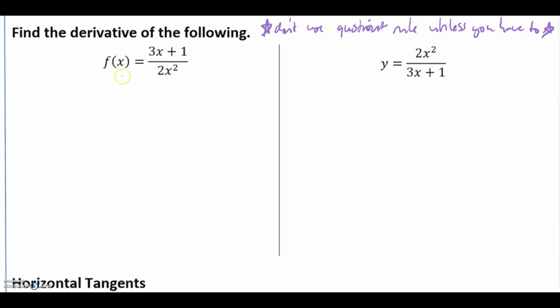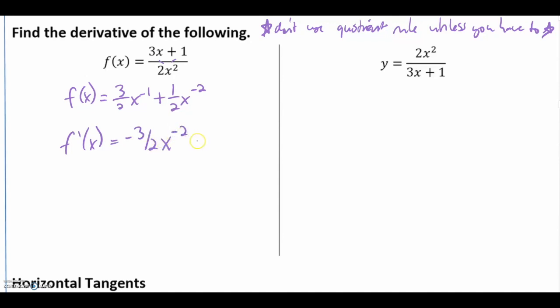If I look at this first function, f of x equals 3x plus 1 all over 2x squared, remember from our power rule lesson that I could take 3x divided by 2x squared and get 3/2 x to the negative 1. And 1 divided by 2x squared will be 1/2 x to the negative 2. And that's just going to make for a much easier derivative, because now f prime of x equals negative 3/2 x to the negative 2 minus x to the negative 3. And again, starting to get ourselves looking to simplify our expressions, f prime of x would end up being negative 3x minus 2 all over 2x cubed.